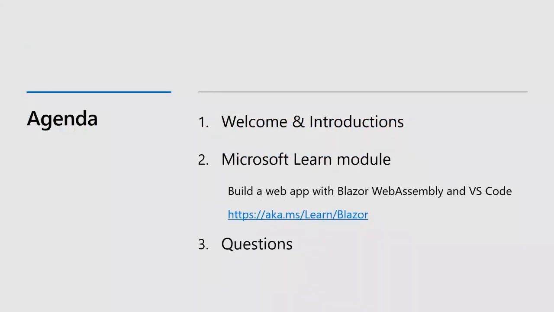Here's the agenda for this session. We're going to do some quick welcome and introductions, and then we're going to jump right into the Microsoft Learn module, where we're going to build our Blazor WebAssembly app using Visual Studio Code. Hopefully you've already started setting up your machine with the prereqs, and then we're going to jump over to aka.ms/learn/Blazor for the actual session content.